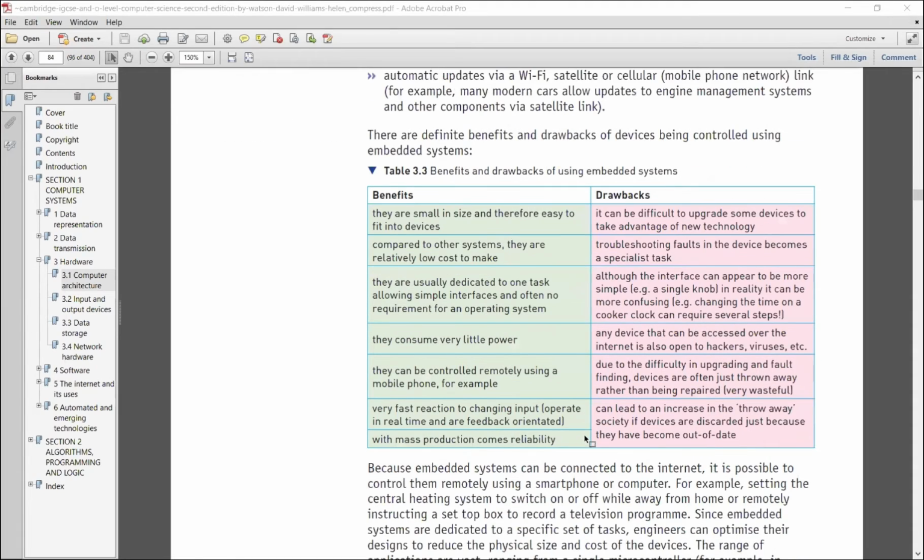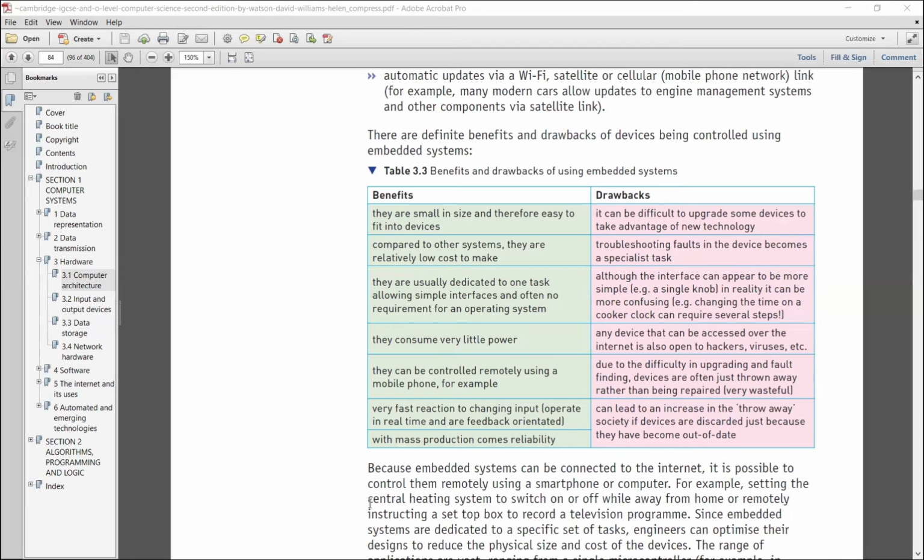But what you need to know is the pros and cons of the embedded system. You just see small devices, which means easy to fit. Compared to other systems, they are relatively low cost, less costly. Usually dedicated to one task, which means simple interfaces and often no requirement for an operating system at all.